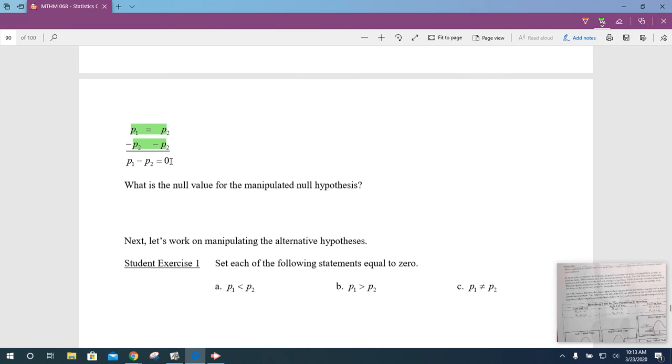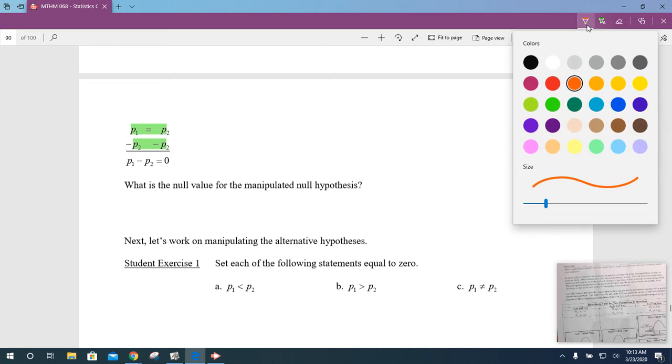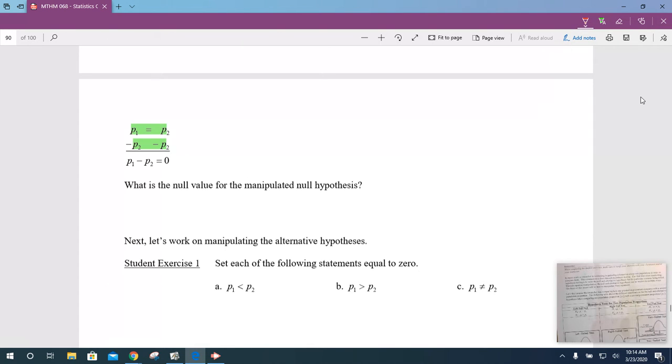Why do we like to see that? Well, if I see 0, then I can see that the value I am centering around is actually 0. I know that because P1 minus P2 equals 0. So what is the null hypothesis? My null value for this particular statement is 0. Remember that when we do our distribution and we center up, we're centering not around the test statistic, we're centering around the null hypothesis.